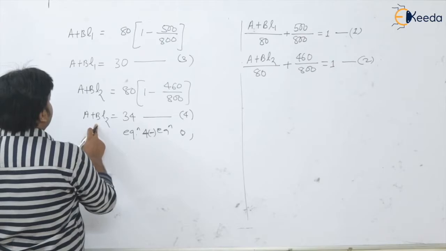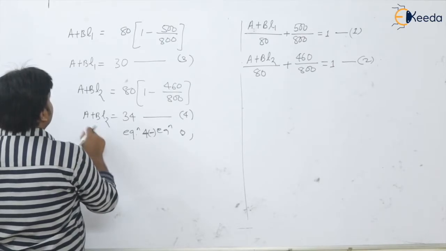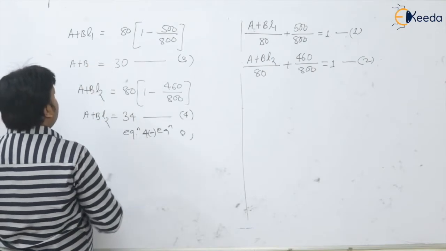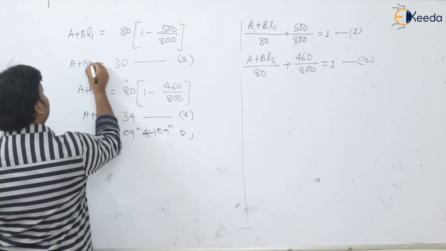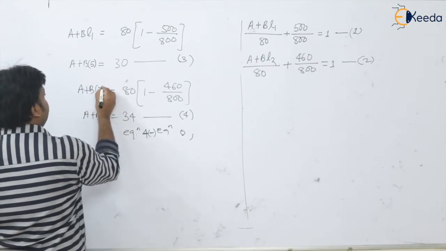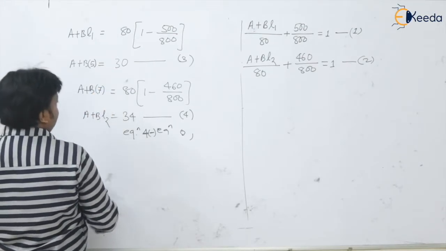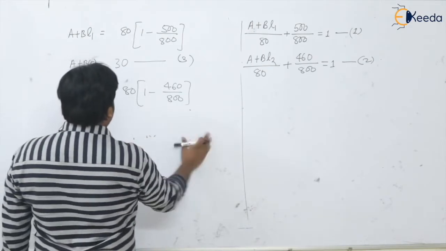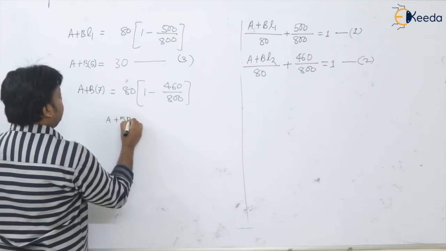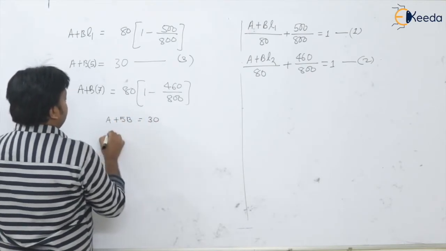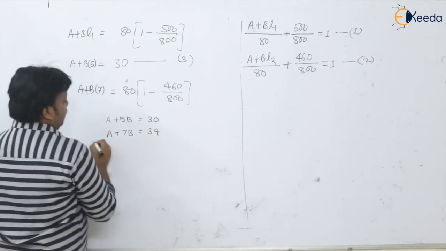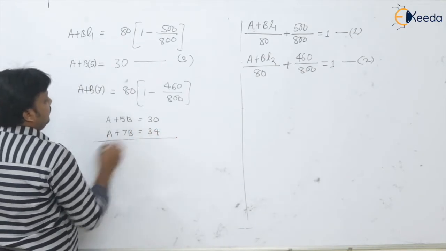What will you get? B. You can now put the values here. L1 is how much? Arc length, initially it was 5, and the next arc length we got is 7, isn't it? I will write the clear equations: A plus 5B is equal to 30 and A plus 7B is equal to 34. Okay, solve for A and B.